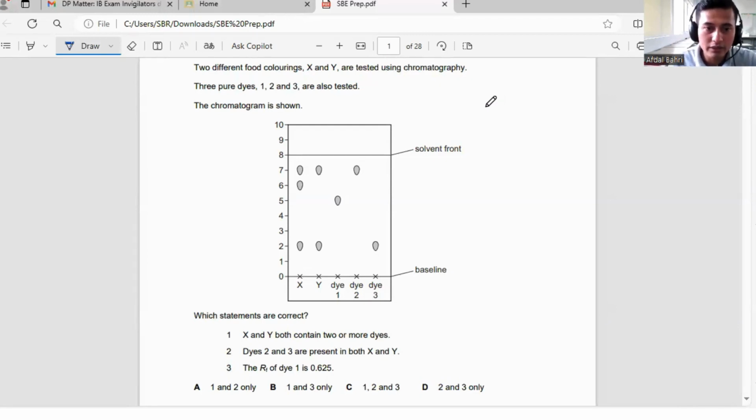First of all, I would like to explain about chromatography. What is chromatography? Chromatography is a method of separation by allowing the solvent to penetrate the filter paper. So here, this is the filter paper.